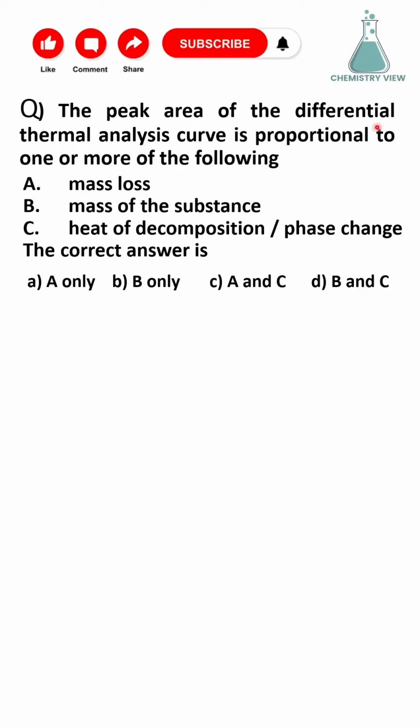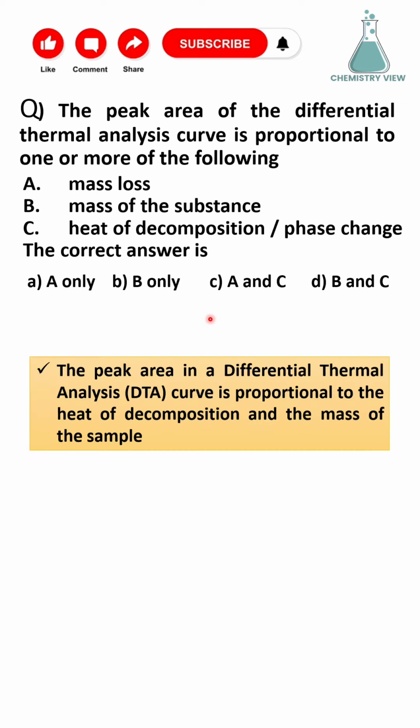The peak area of the differential thermal analysis curve is proportional to one or more of the following. A. Mass loss, B. Mass of the substance, C. Heat of decomposition or phase change. The correct answer is: A only, B only, A and C, or B and C. So let us see the answer for the question.